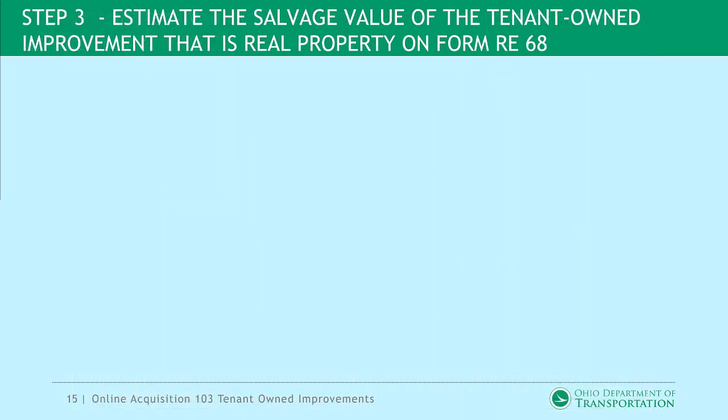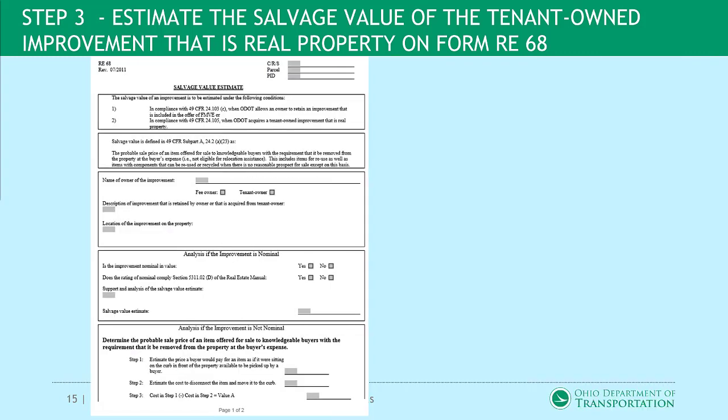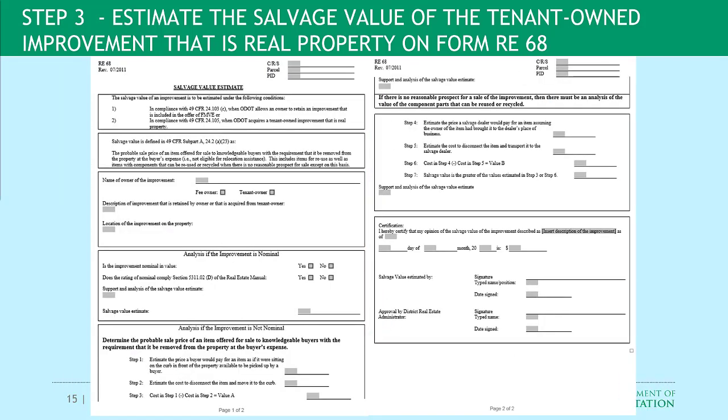Looking at the salvage value for the tenant owner of the improvement, which is known as the RE68 form. So this RE68 form has 2 pages to it, which is identifying the salvage value. And this is important to be able to determine if the contributory value is more than the salvage value. This is the form that basically allows you to determine the cost of the salvage value.